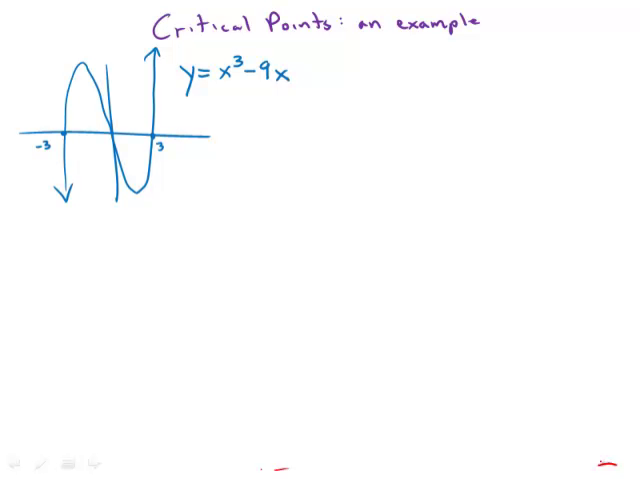So here's an example of finding critical points of a function. Suppose we have the function y equals x cubed minus 9x, and the graph is shown here. We notice that the function has a relative maximum between -3 and 0, and then a relative minimum between 0 and +3. And we'd like to know the location of those points.